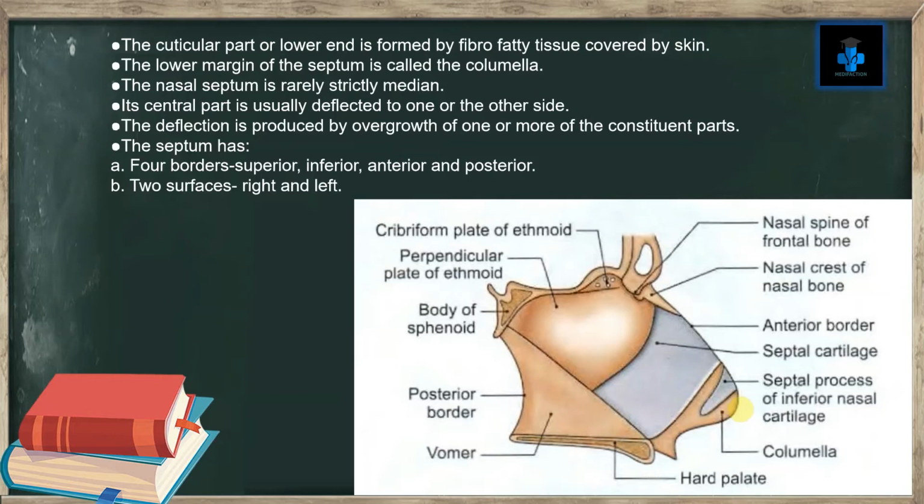The septum has four borders: superior, inferior, anterior, and posterior, and also two surfaces, right and left surface.